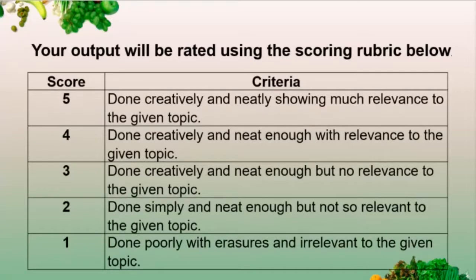Done creatively and neatly, showing much relevance to the given topic, 5 points. Done creatively and neat enough with relevance to the given topic, 4 points. Done creatively and neat enough but no relevance to the given topic, 3 points. Done simply and neat enough but not so relevant to the given topic, 2 points. And done poorly with erasures and irrelevant to the given topic, 1 point.